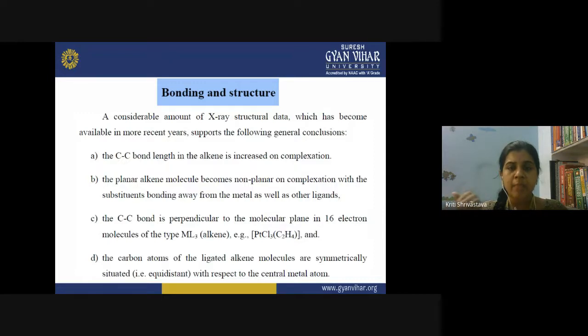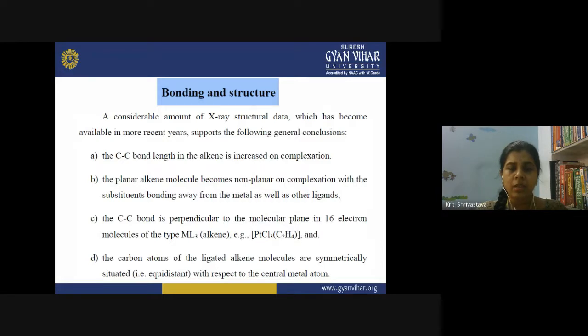The second very important conclusion that could be drawn from these experimental techniques is that the planar alkene molecule becomes non-planar on complexation, with the substituents bending away from the metal as well as the other ligands. If you see a free alkene molecule, it must have a planar structure. Why? Because the carbon is sp2 hybridized, and for an sp2 hybridized carbon atom, the structure should be planar.